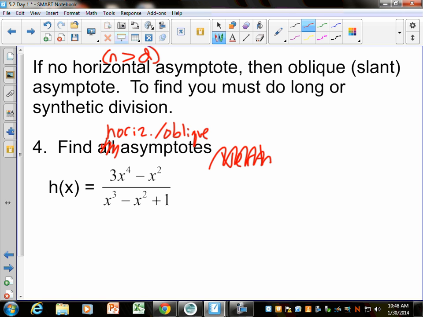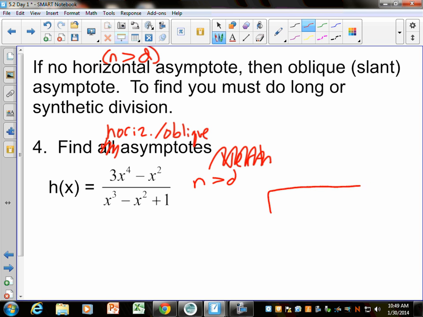So what about this? What's the degree of the numerator? 4. What's the degree of the denominator? So do you agree that the numerator is bigger than the denominator on this? Yes. So that means there is no horizontal asymptote because the numerator is bigger than the denominator. So if there's no horizontal asymptote, that means there is an oblique asymptote. And to find it, you actually divide this: 3x to the 4th minus x squared, divided by x cubed minus x squared plus 1. So we're actually going to divide it.